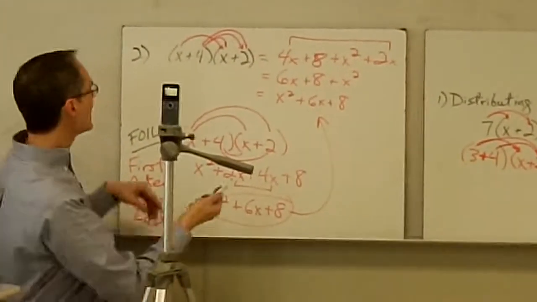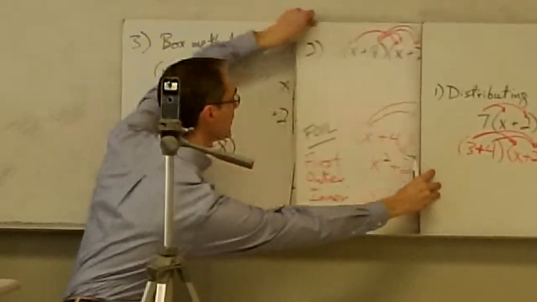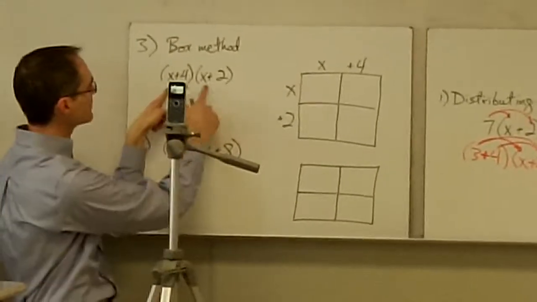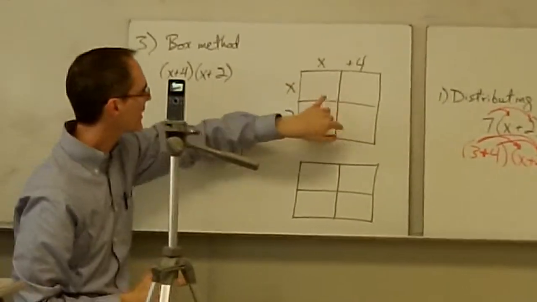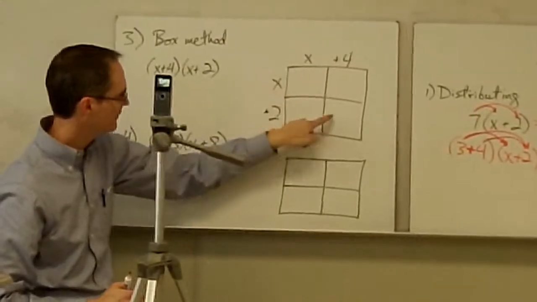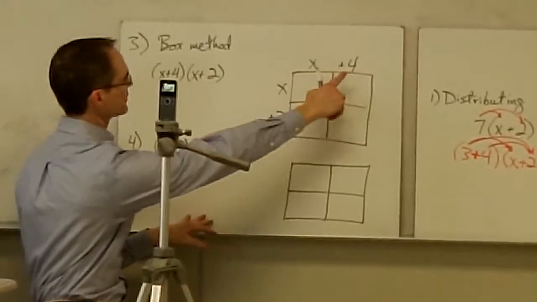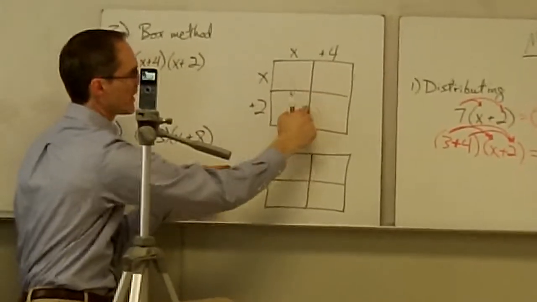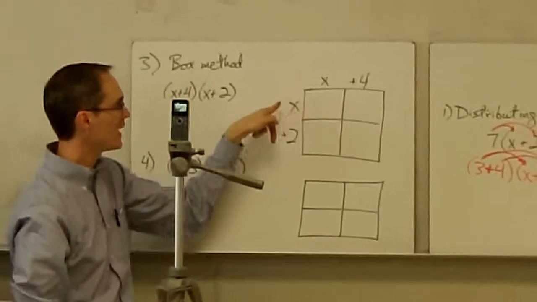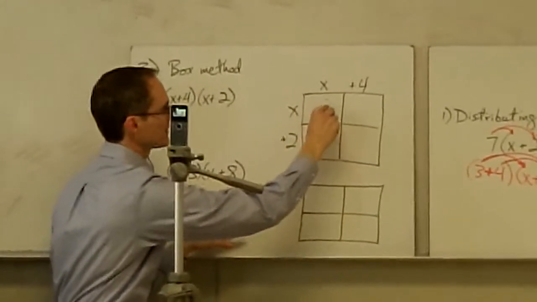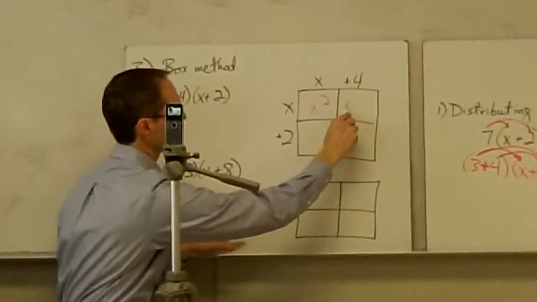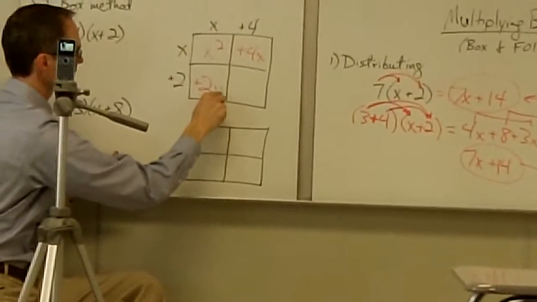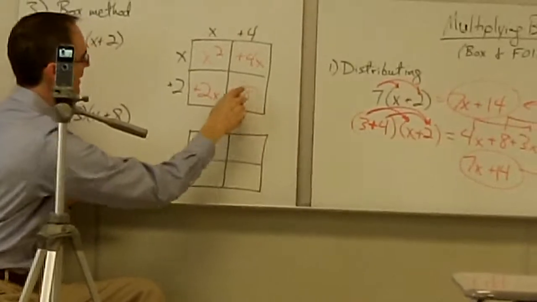Now, I can also do this same multiplication using something called the box method. And for the box method, you just take your 2 binomials and you write them along the sides of this kind of 4-panel box here. So I'm going to put x plus 4 on the top and x plus 2 on the side. And then I'm going to fill in each one of these squares here with the product of each of my terms. So x times x, that's x squared. X times positive 4, that's positive 4x. X times positive 2, that's positive 2x. And positive 2 times positive 4, that's positive 8.